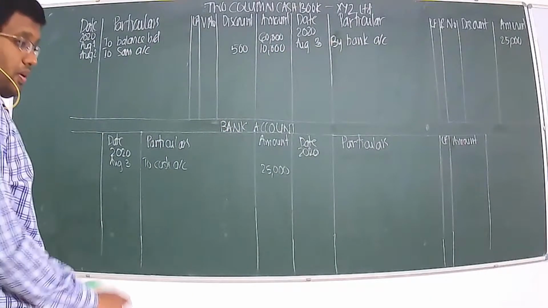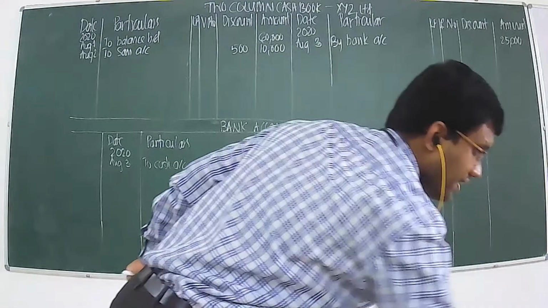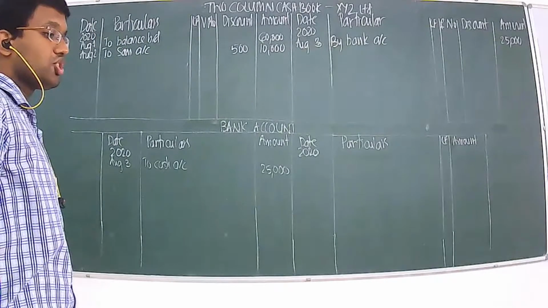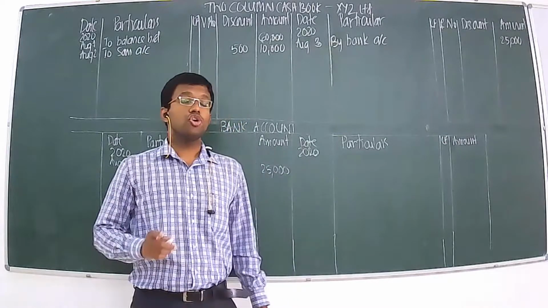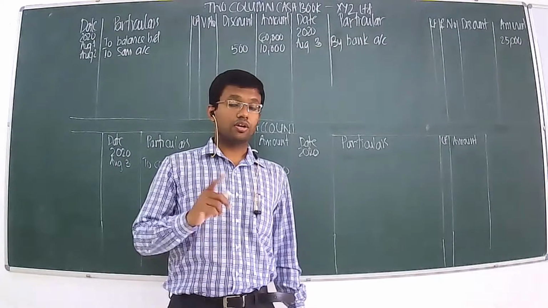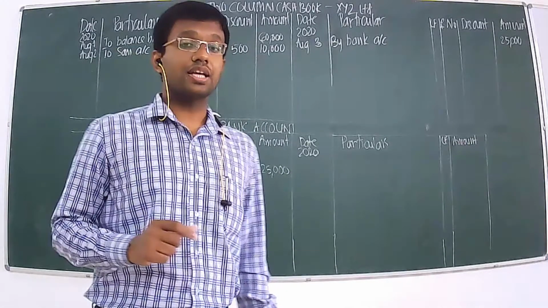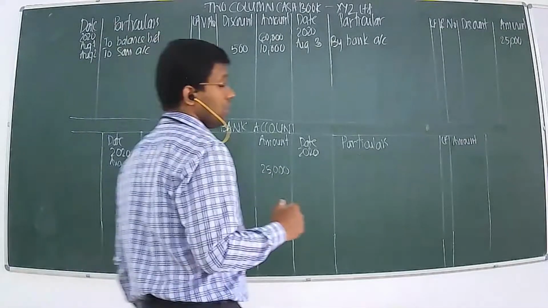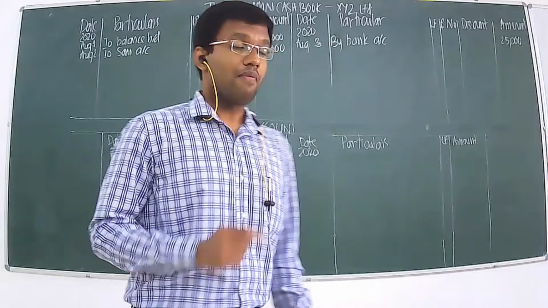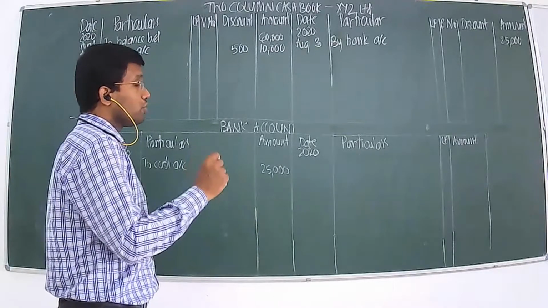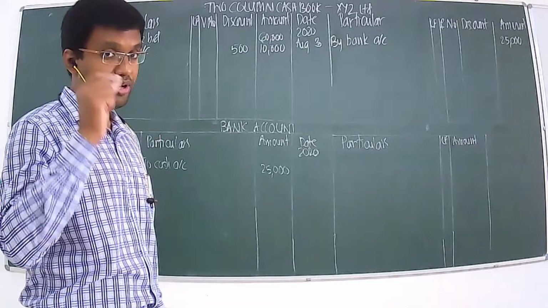Okay. Next one. The next transaction that we are having is bought furniture and paid by check. So on August 4th, what are you doing? What is the transaction that you're carrying out? You're buying some furniture. But when you're buying furniture, how exactly are you processing the payment? The payment is processed using check, which means the money would be going out from your bank account.